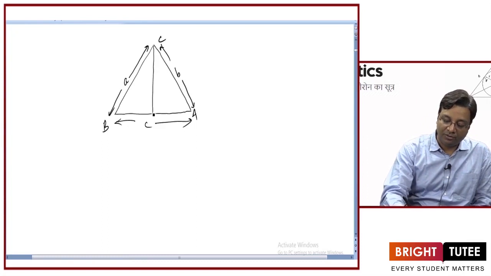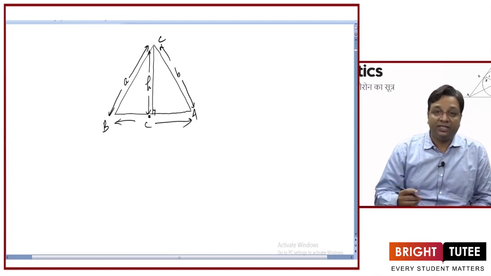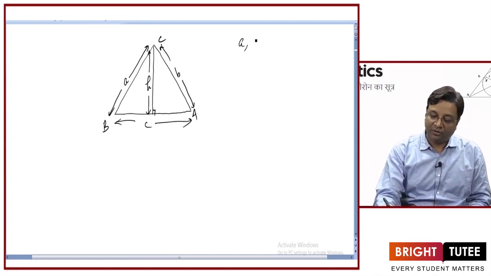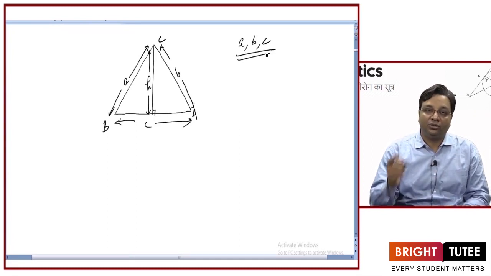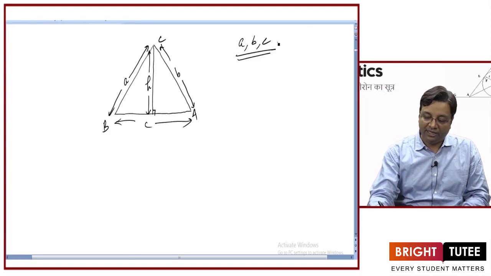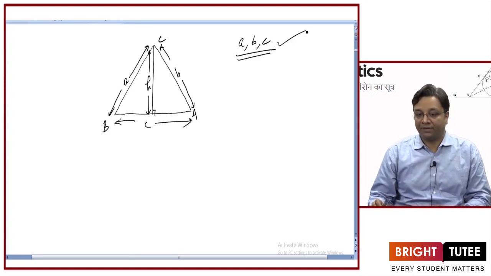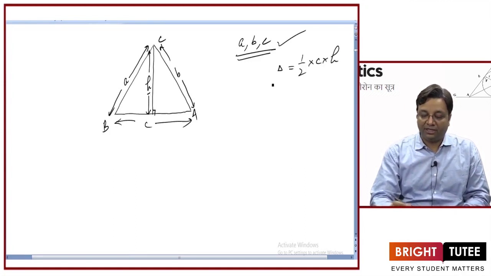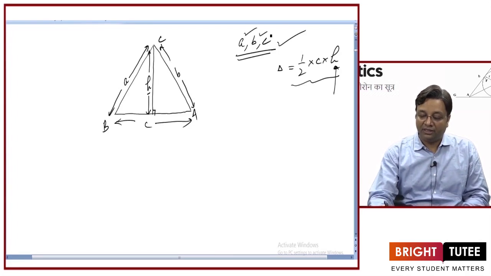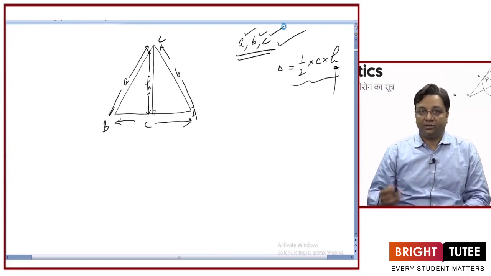What I will do is I will drop the perpendicular, let it be h. What you need to keep in your mind is that you are given only a, b and c, measures of the three sides of this triangle. So your answer for the area should be in terms of these three sides only. You cannot have h in your answer and you can answer half into c into h, area of this triangle. Yes, it is the area of this triangle, but you don't know about h. So first of all you need to find h in terms of a, b or c. So this is our target.